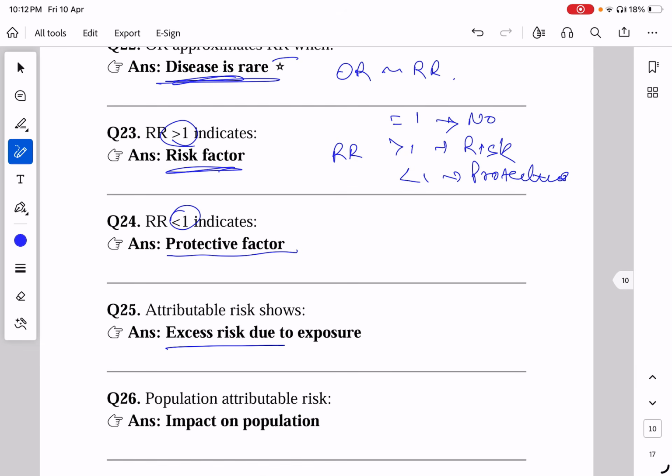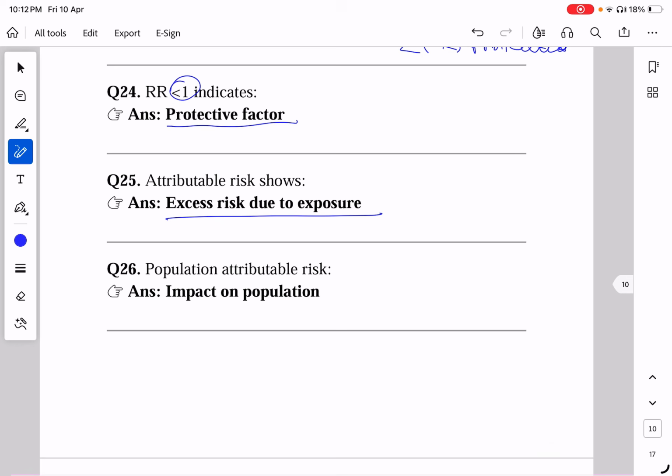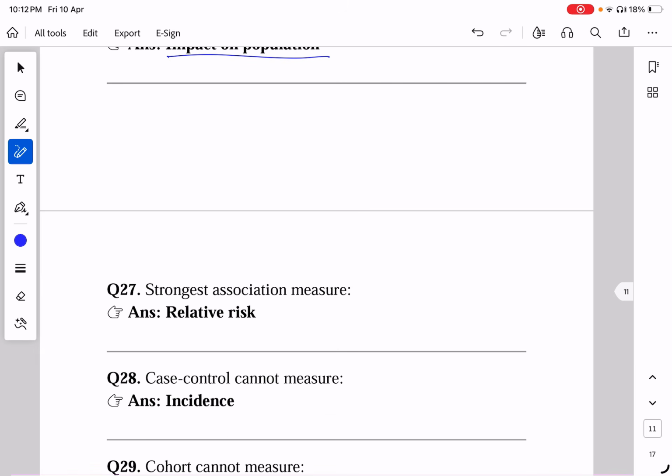Attributable risk shows excess risk due to a particular exposure. Population attributable risk is the impact on the population of that particular exposure. And the strongest association measure is the relative risk, which is an important MCQ. The strongest association risk predictor is relative risk.